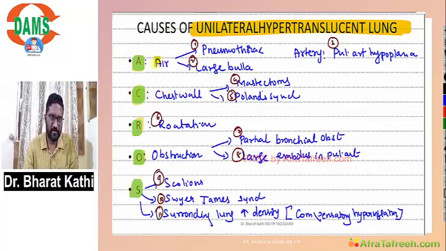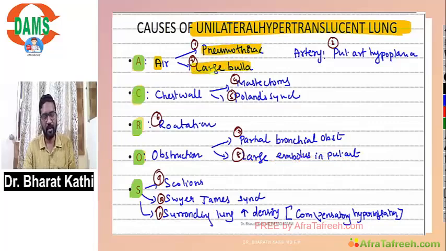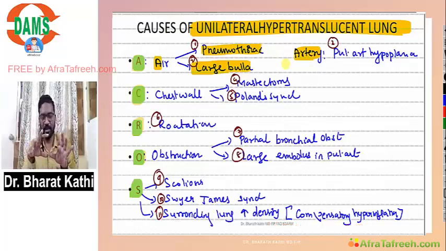So first, A stands for air. What are all the air-containing abnormalities? It can be a large pneumothorax, or a large bulla, or an absent artery. On that side, the pulmonary artery is not developed. Normally, why do you see all those whitish lines on the lung? Because of the branches of the pulmonary artery.